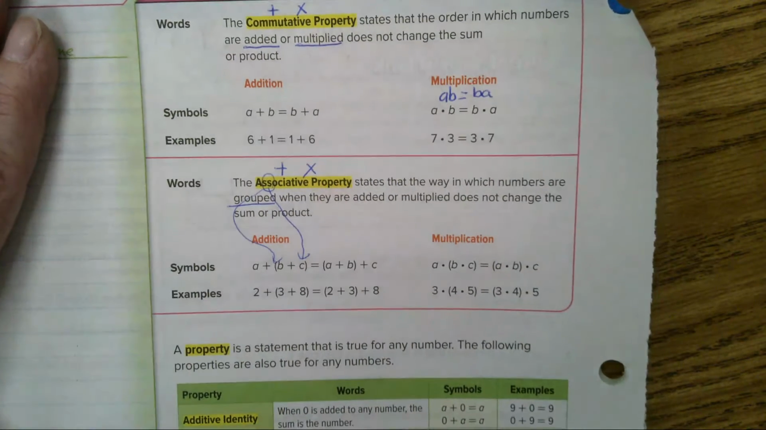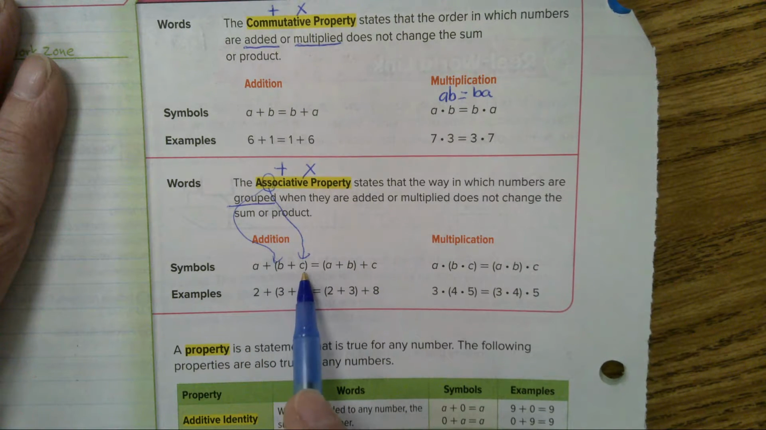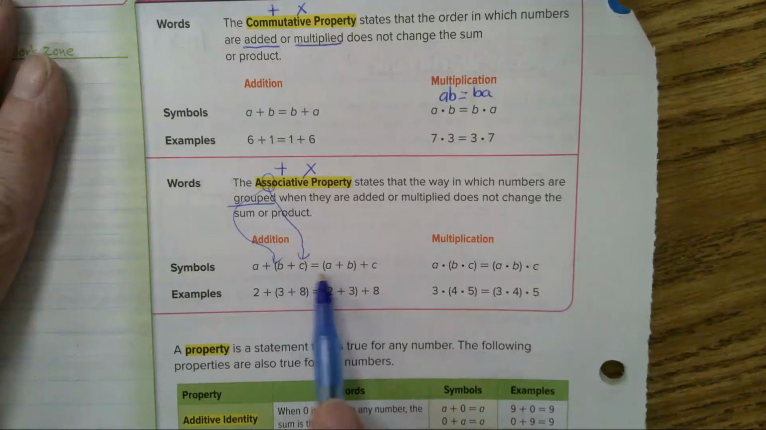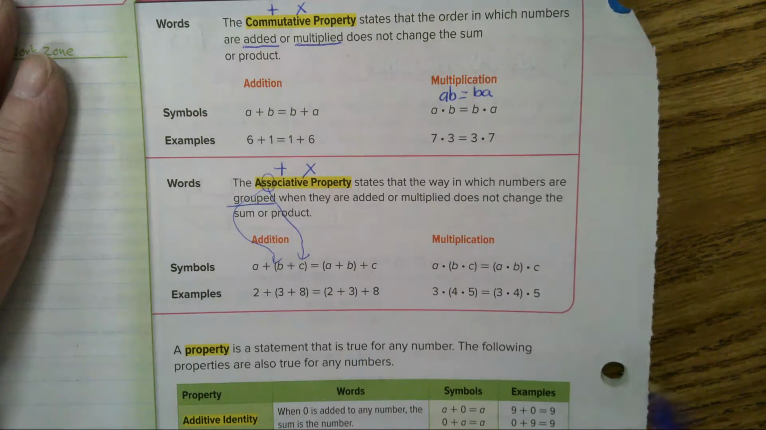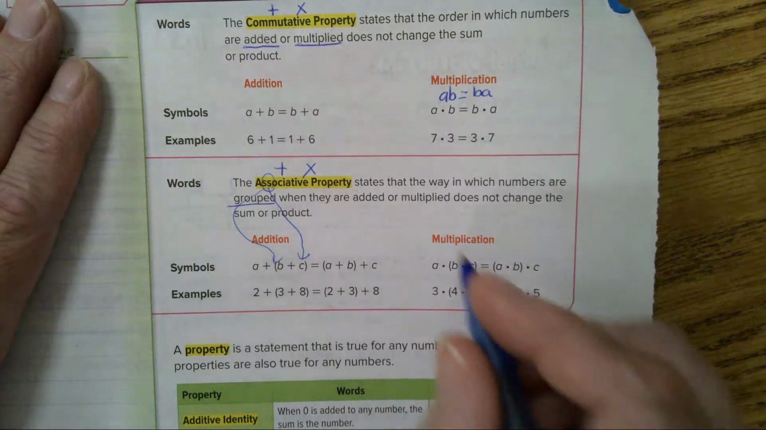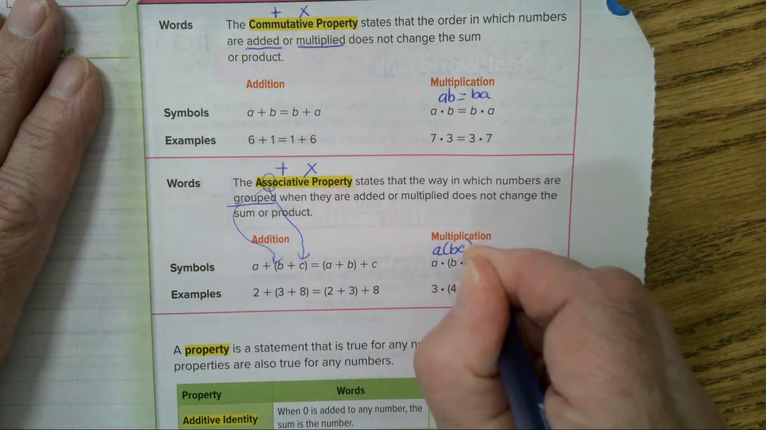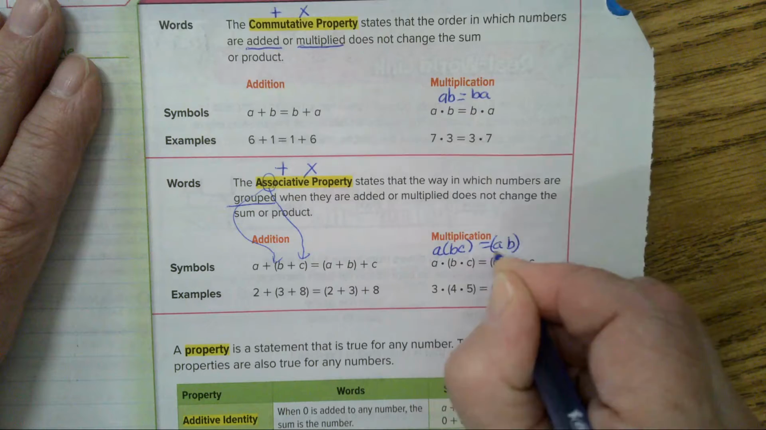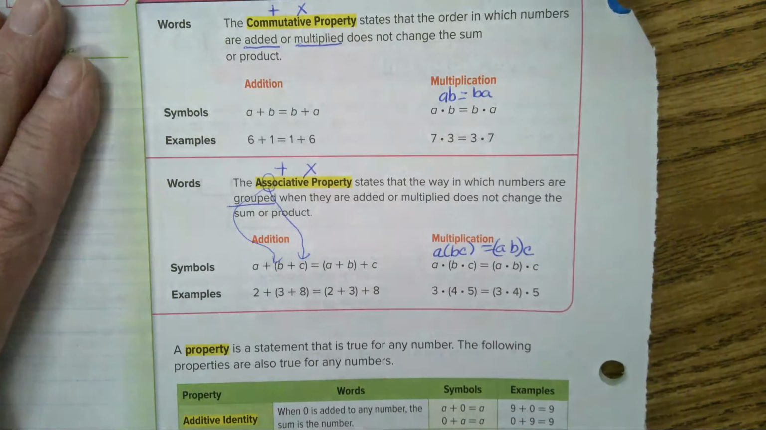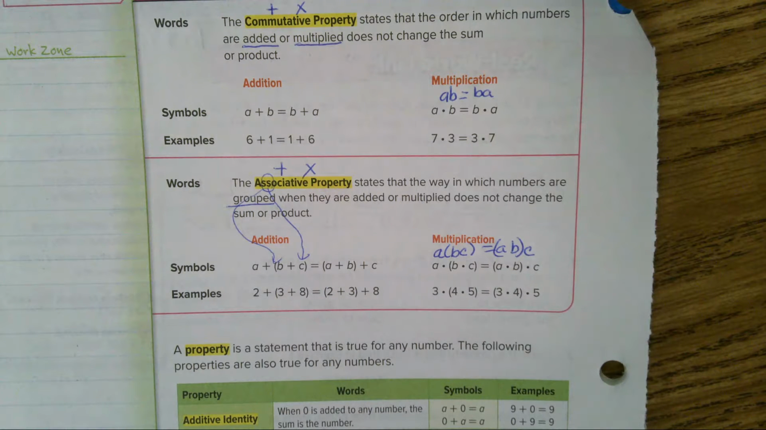So, symbols, what does it say? A plus (B plus C) will give you the same answer as (A plus B) plus C. Multiplication, let's show it this way: A times B times C equals A times B times C. That's another way to write it without the dot. Everyone have that written down?